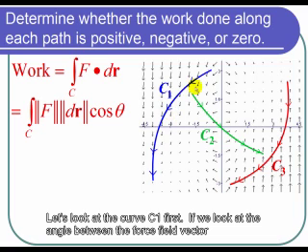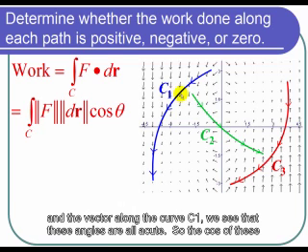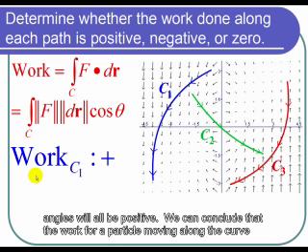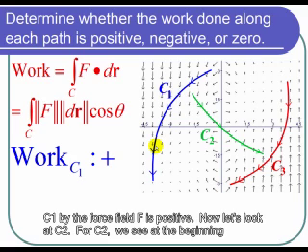So let's look at our curve C1 first. If we look at the angle between the force field vector and the vector along the curve C1, we see that these angles are all acute. So the cosine of these angles will all be positive. So we can conclude that the work for a particle moving along the curve C1 by the force field F is positive.